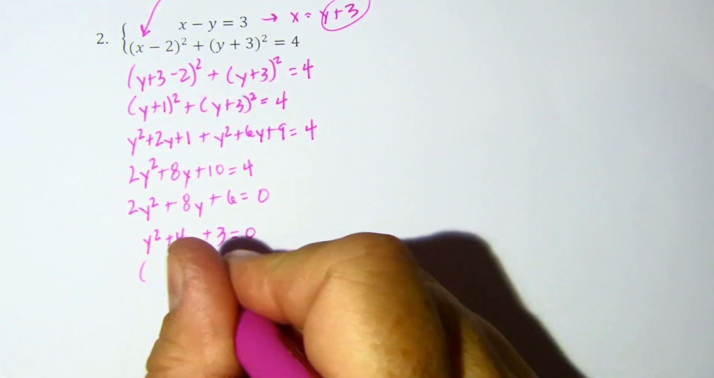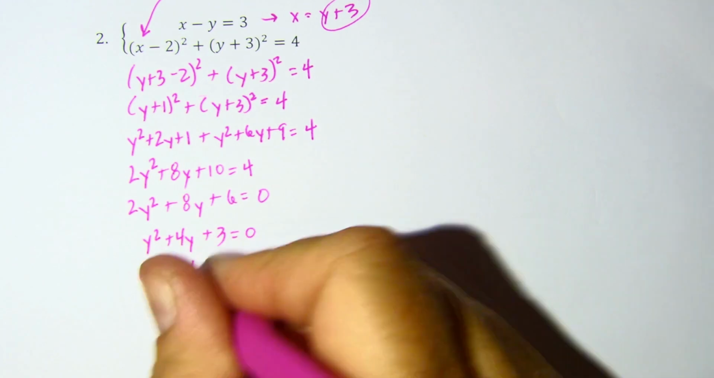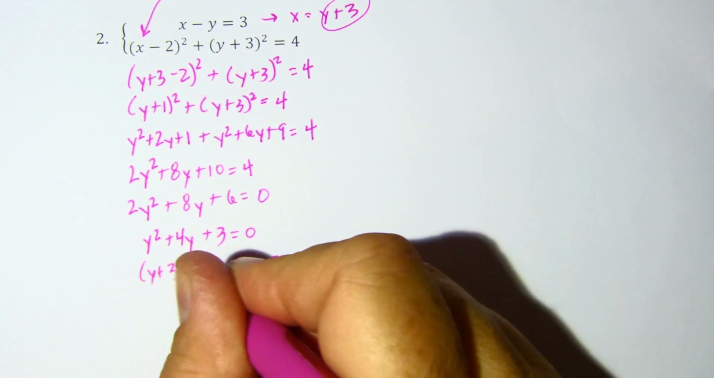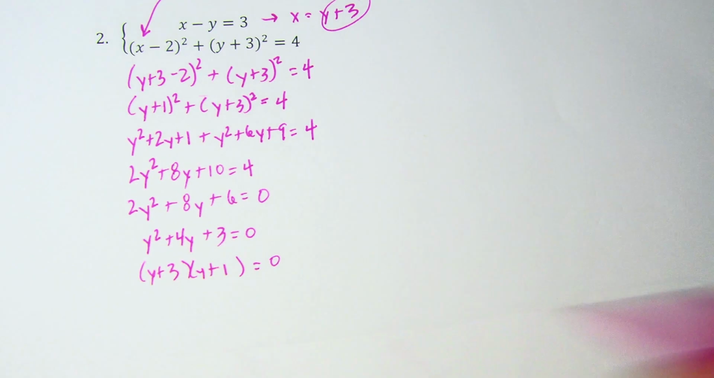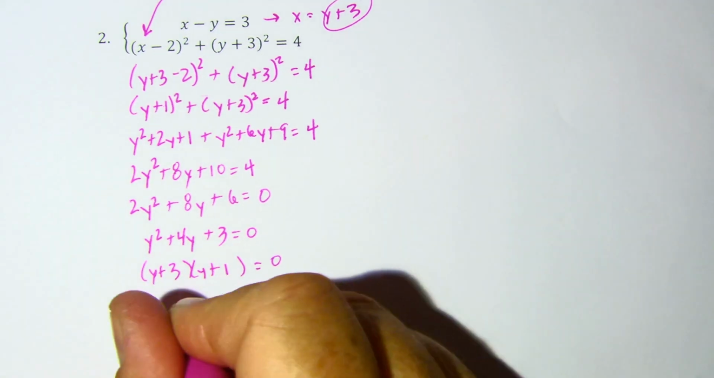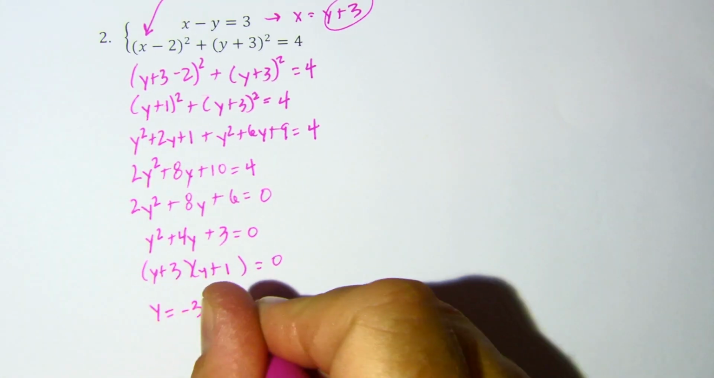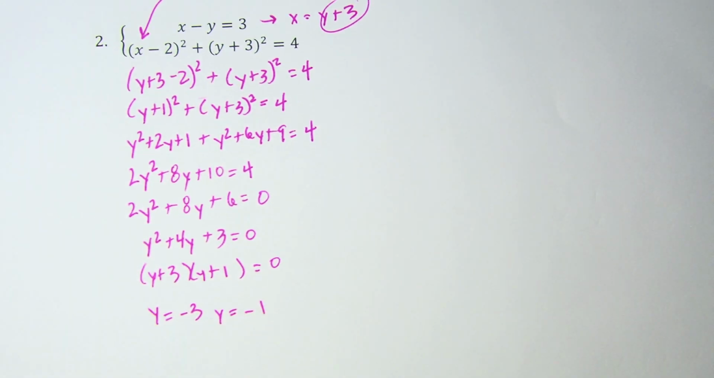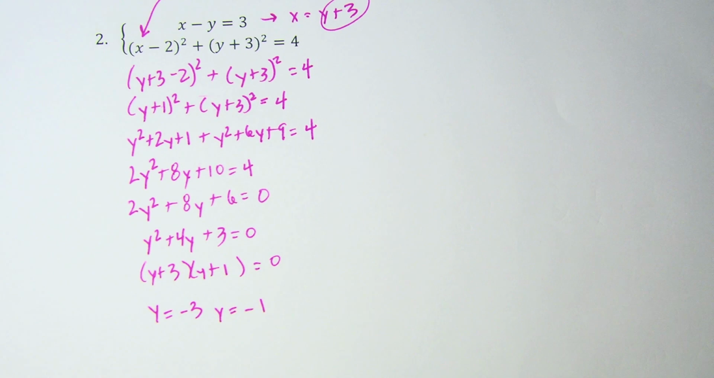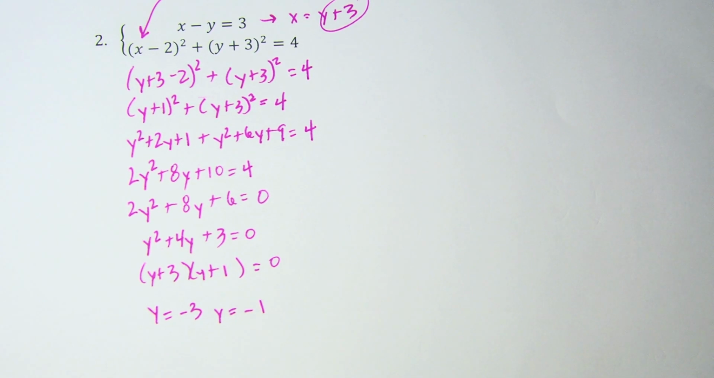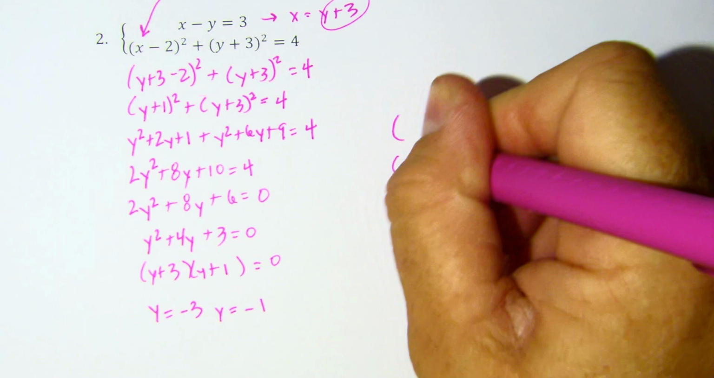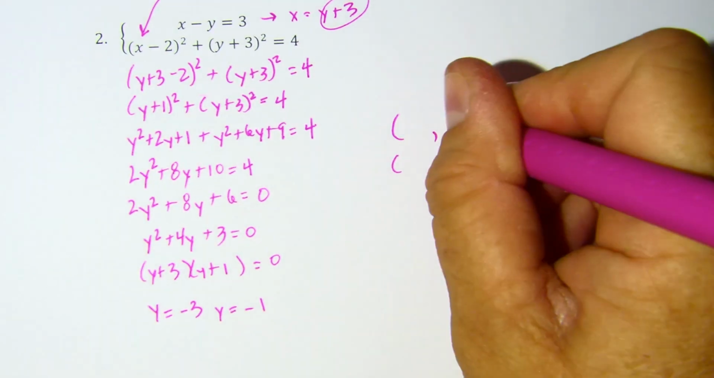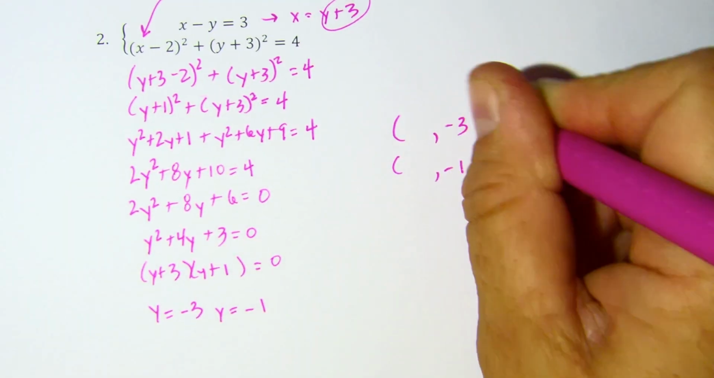Using the x method, I can factor that, and factoring that gives me y plus 3 and y plus 1. So what we have here then is y equals negative 3 and y equals negative 1. So plugging those in, we can find the matching x coordinates. What we have here are the y coordinates. So I have y equals negative 3 and y equals negative 1.